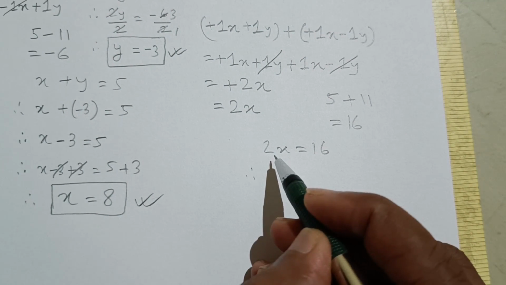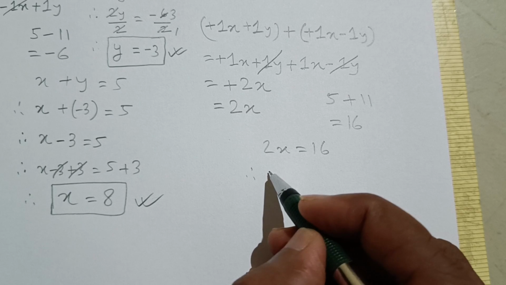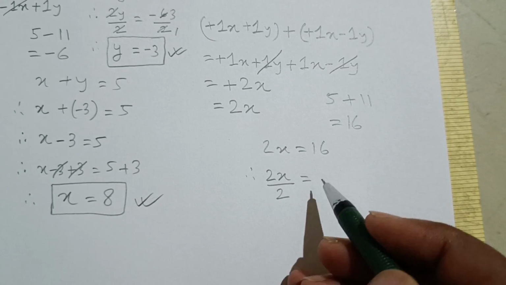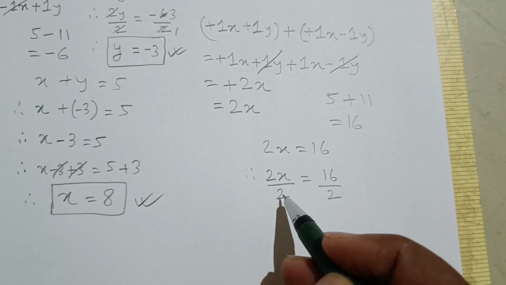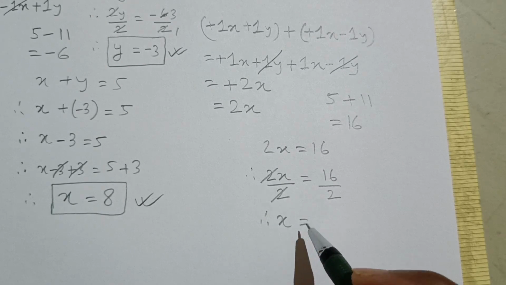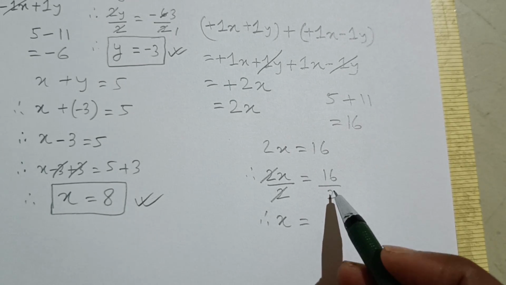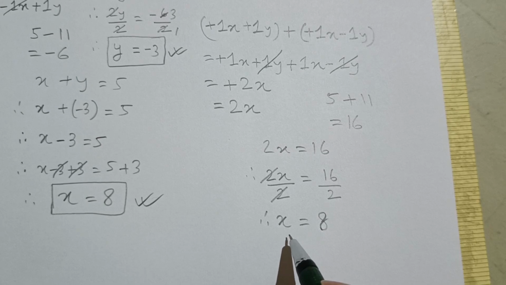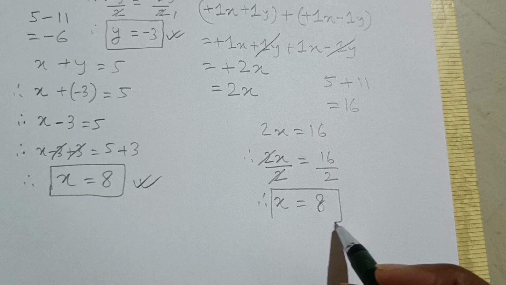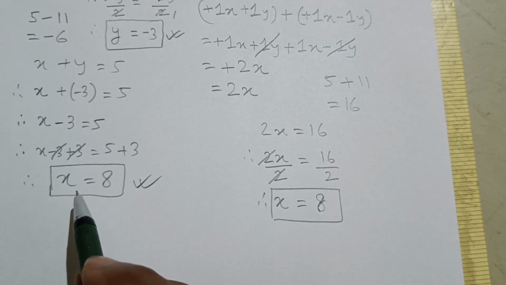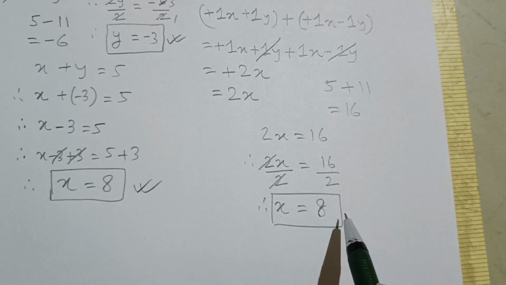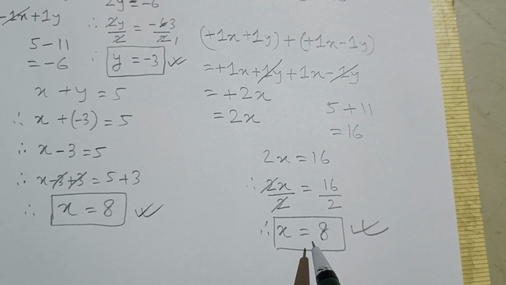So for that I will divide both the sides of this equation by 2. So the left hand side will be 2x divided by 2, equals the right hand side, 16 divided by 2. Now 2x divided by 2, the 2 and 2 will cancel. So we are left with x. So x equals 16 divided by 2. 16 divided by 2 is 8. So x equals 8. So the value of the variable x is 8. Here also we got our value of variable x as 8.